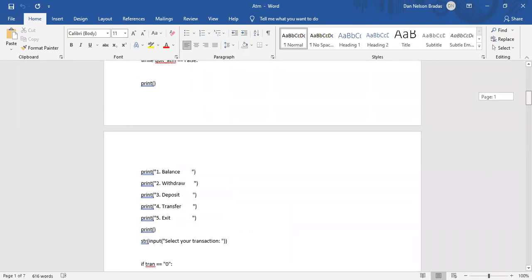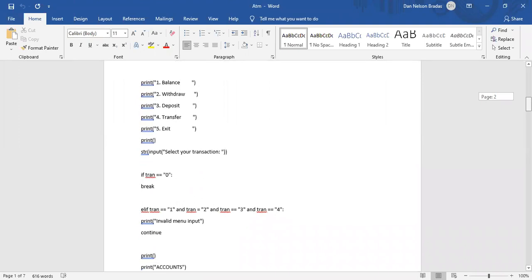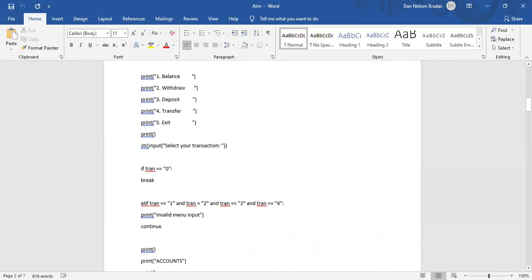Print number 1, balance. Print number 2, withdraw. Print number 3, deposit. Print number 4, transfer. Print number 5, exit. And print inputted. String input, select your transaction.